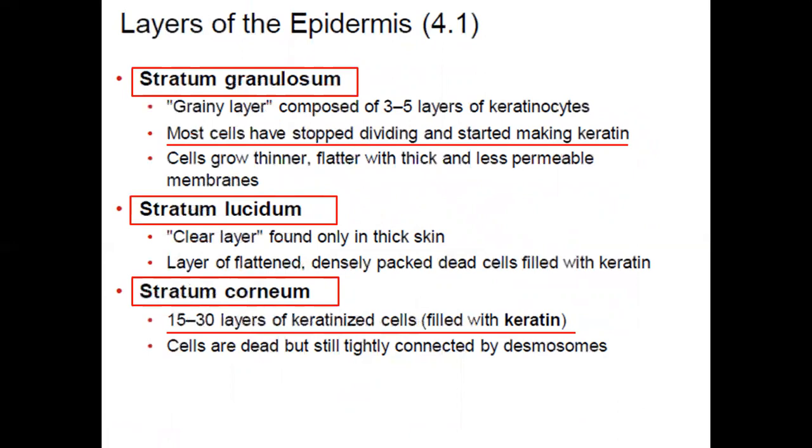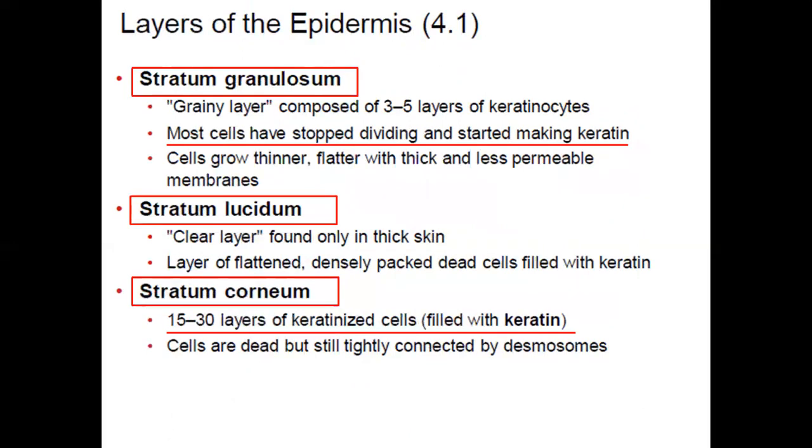So this just helps further create a bigger barrier and makes the thick skin. Remember, the stratum lucidum is only found in thick skin, right? It creates a thicker barrier for the areas of your palms and the bottoms of your feet, the soles of your feet.